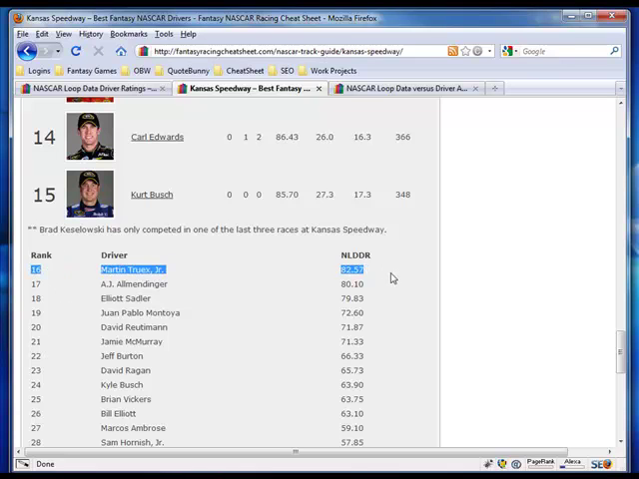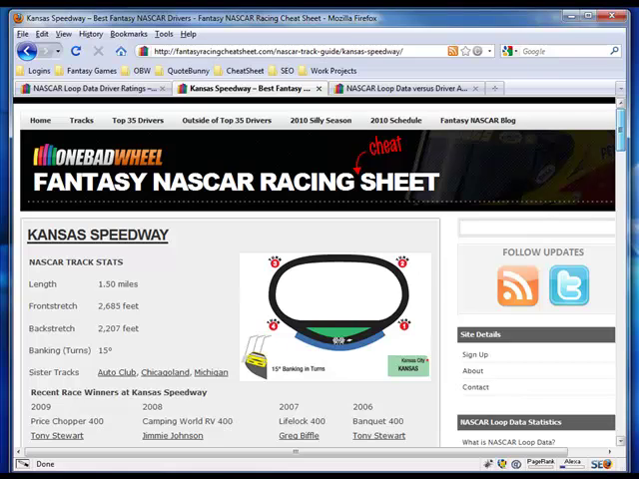That's the kind of insight that you're going to get, A, from NASCAR Loop Data, and B, from the One Bad Wheel Fantasy NASCAR Racing Cheat Sheet.